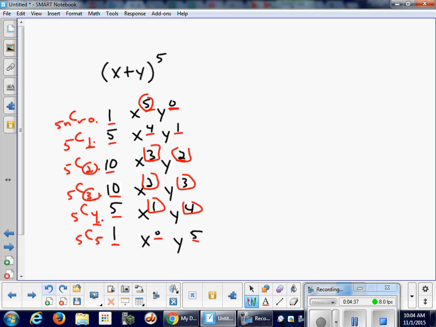Interestingly enough. Okay, and this number here, 5 choose 4, that's an exponent. 5 choose 3, that's an exponent. 5 choose 2, that's an exponent. That happens to be the exponent of y, but remember, these are symmetric, and I can use either exponent here.